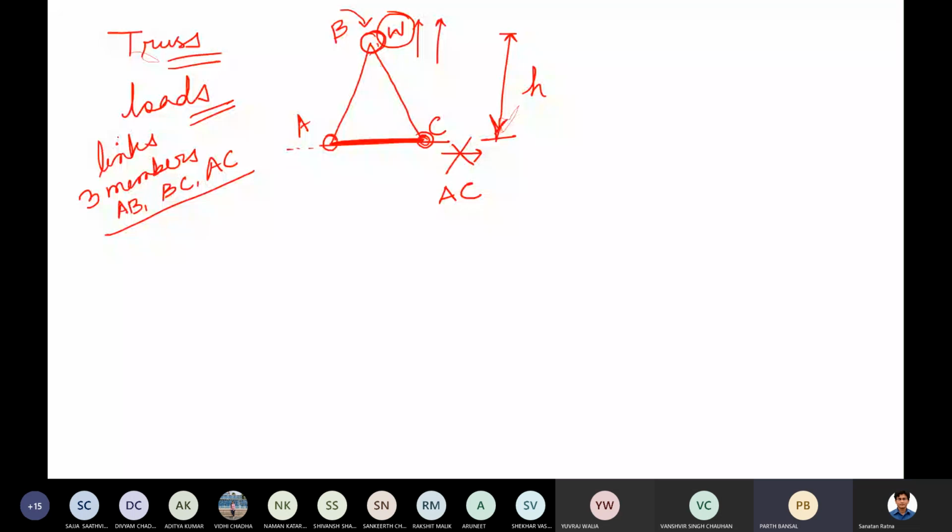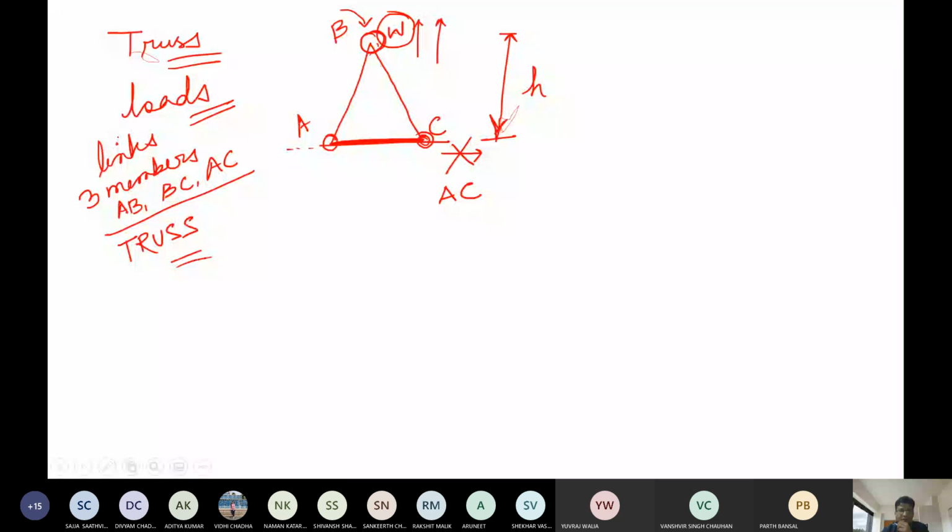Yes, sir, they are able to support. So such a triangular type of structure, which is used for carrying load, is called a truss.